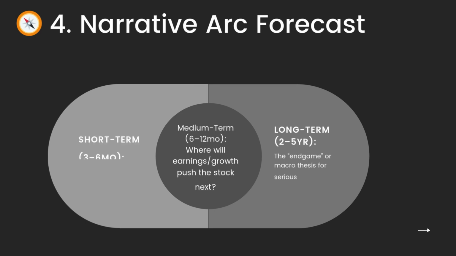And then for our next pillar, we have the narrative arc forecast. This is honestly just my best estimation on what's going to happen next for 3 different time horizons. We have the short term, the medium term, and the long term. The short term is just 3 to 6 months. If you're doing options trading or wanting to see how this company will move in the short term future, this is a good thing to look at for tactical trade ideas and price drivers.